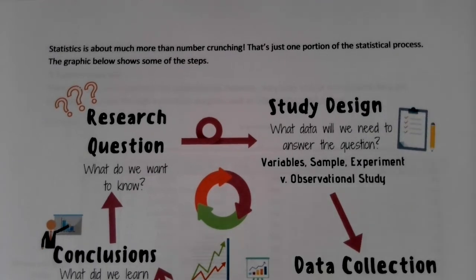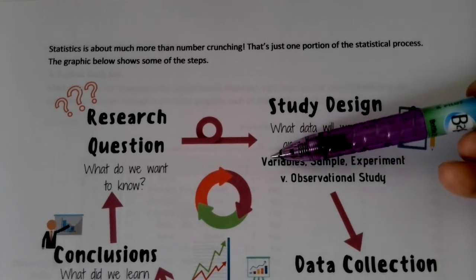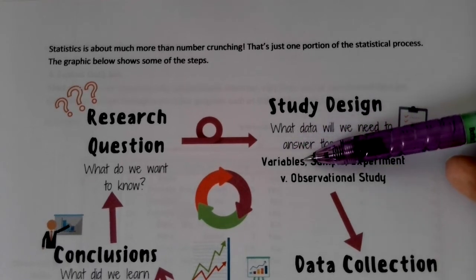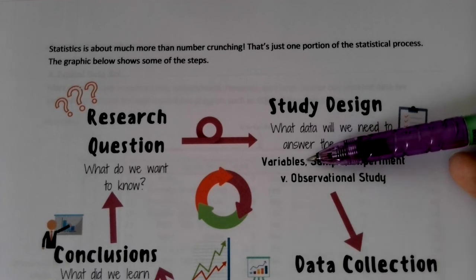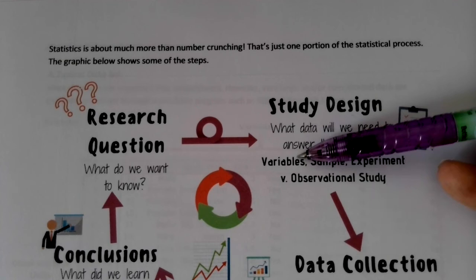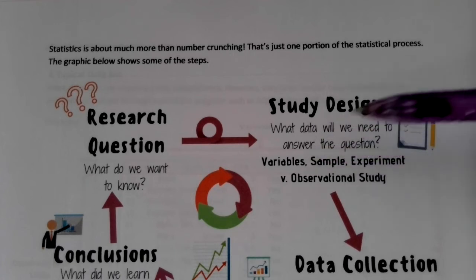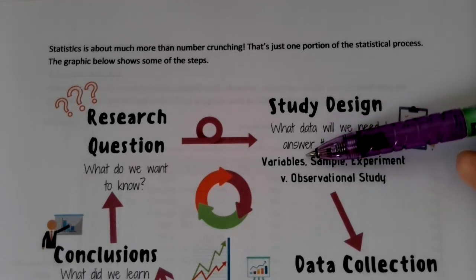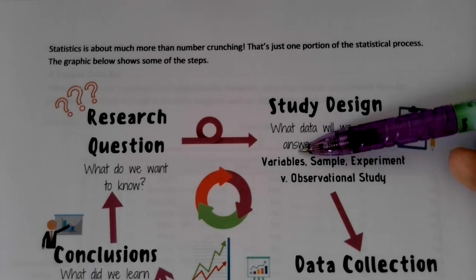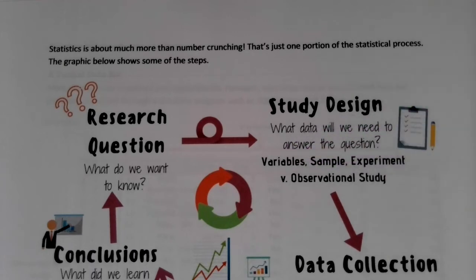What data will we need to answer the question? At this level, we're going to identify our variables. What kind of data are we collecting? Are we collecting ages? Are we collecting genders? Are we collecting some other information? That will determine what we really want to do with this data later. Do we want to compare how far males travel versus females? Then we would have to collect genders as well.